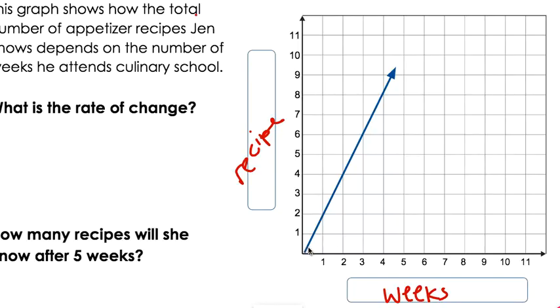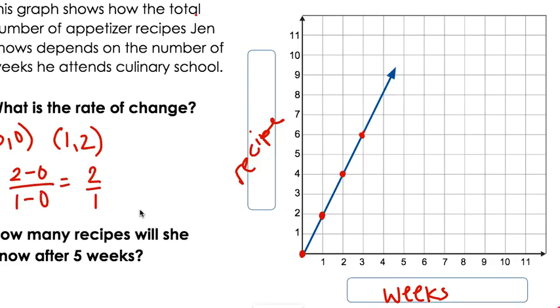So what's the rate of change? So I'm going to pick 2 points, any 2 that you want, copy them down. So I like to start with the 0, 0, if there is one. And then I'll go here, 1, 2. Then we'll do our formula, second y minus first y, second x minus first x. So my rate of change is 2 over 1. 2 recipes per week. That's our rate of change.